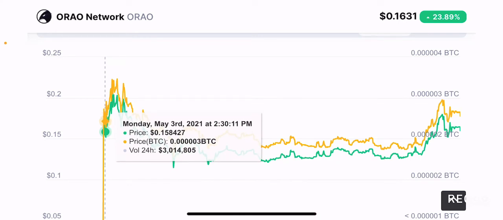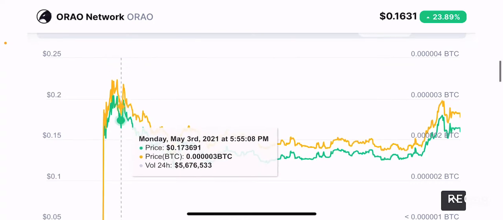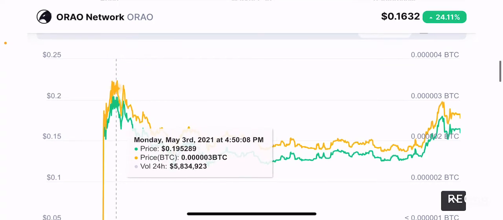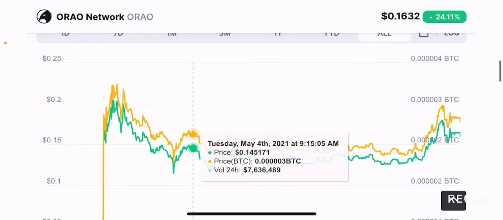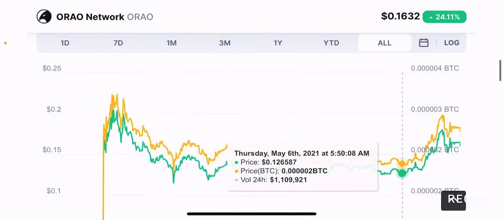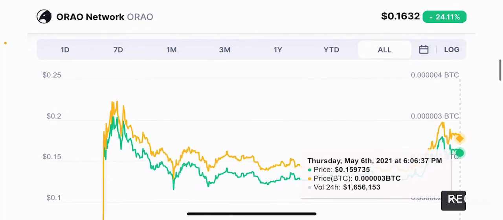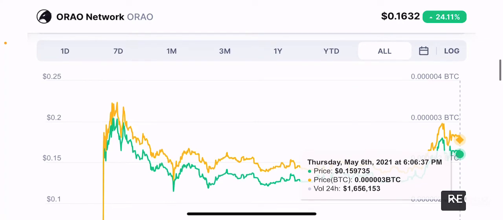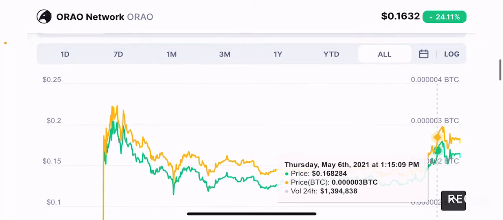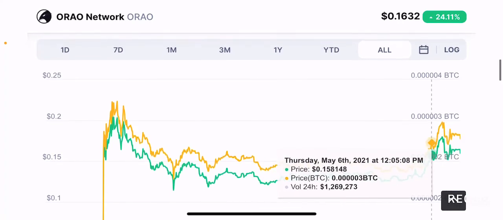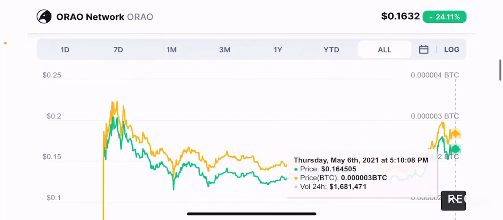The token was worth 30 satoshis, and then at its all-time highs, it was worth again 30 satoshis as well. But if you see currently, you can get it for a decent price point of the same 30 satoshis. Again, it's moving between 20 to 30 satoshis, which is a pretty good opportunity to buy.